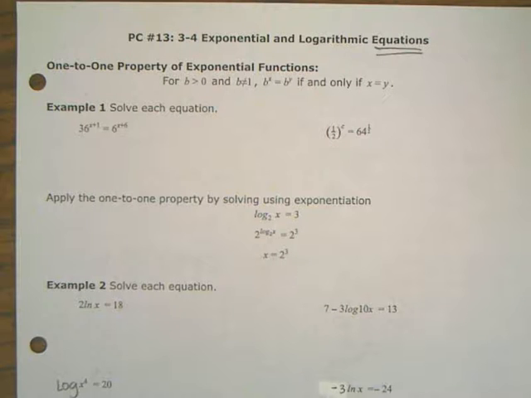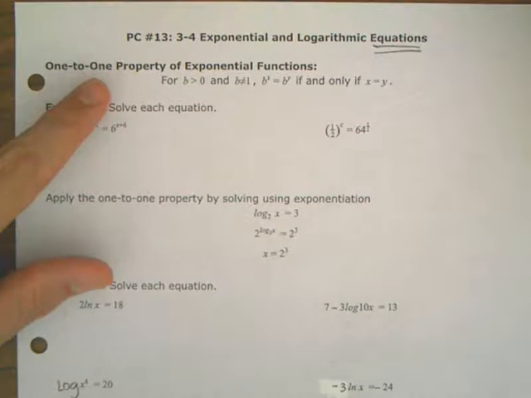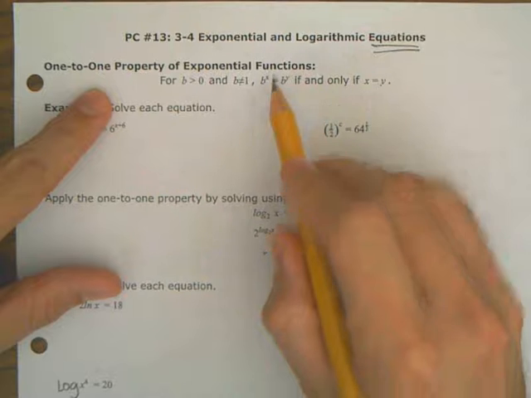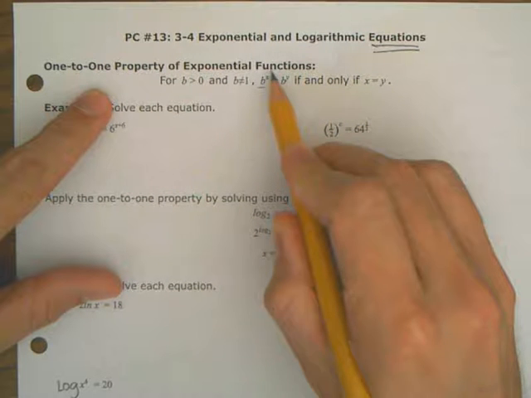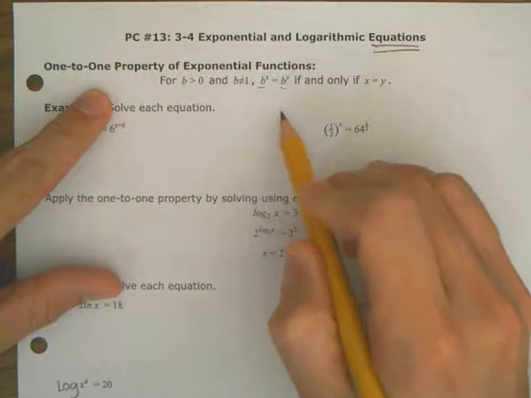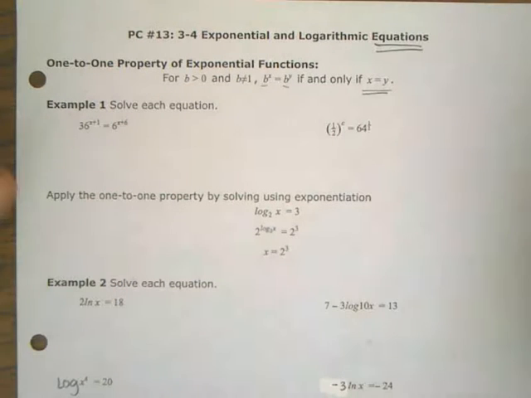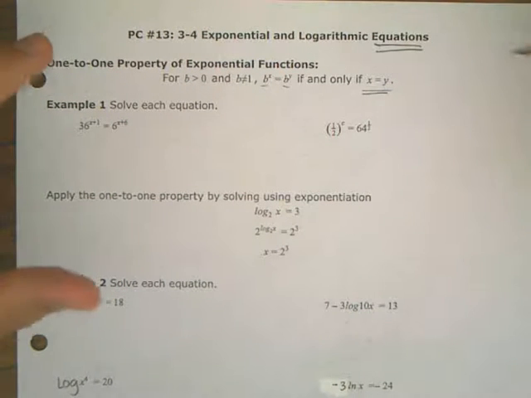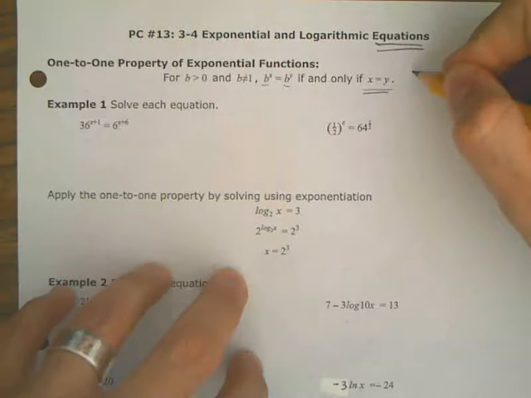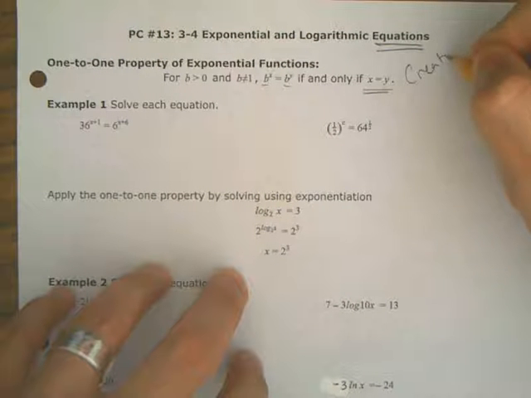The key: the one-to-one property. What this means is, if you have b to the x equals b to the y, then x must equal y. We've applied this property sometimes when using the log rule, but today we're talking about it. This is the important thing: it's all about creating the same base.